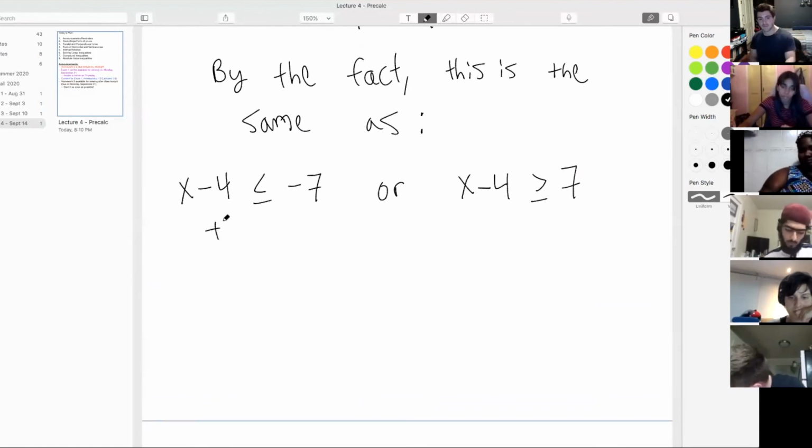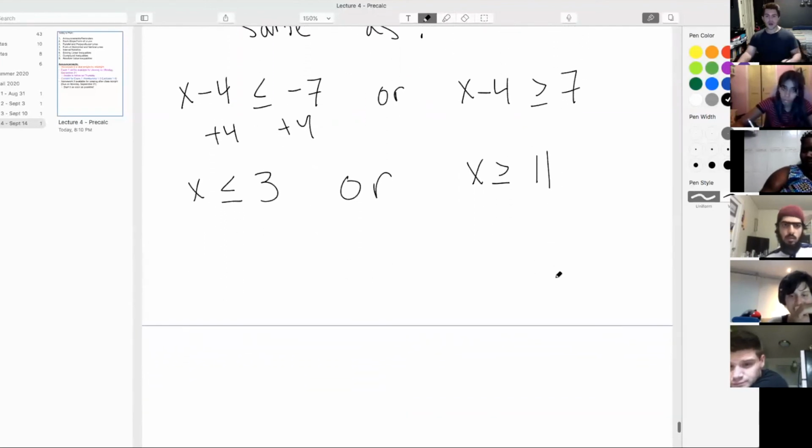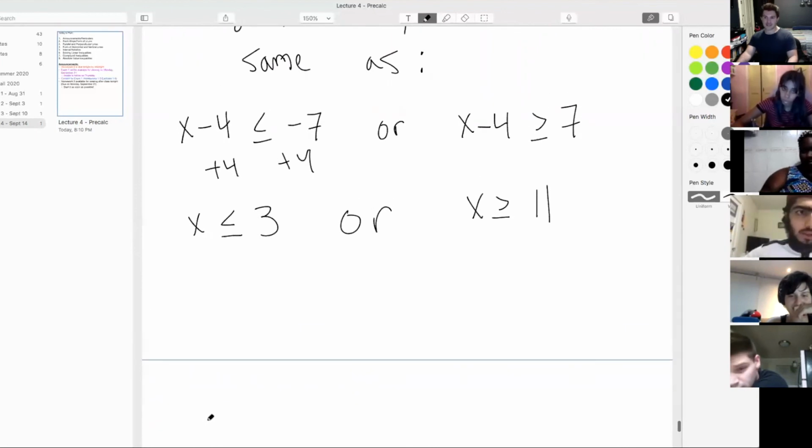Good, and now we just have to solve both of these inequalities. Let me add 4 to both sides. This will give me x is less than or equal to 3, or, adding 4 to all sides, x is greater than or equal to 11. The or in this statement means that you're connecting both of them. If you recall from earlier, we used the union symbol for or. That's exactly what we're going to do.